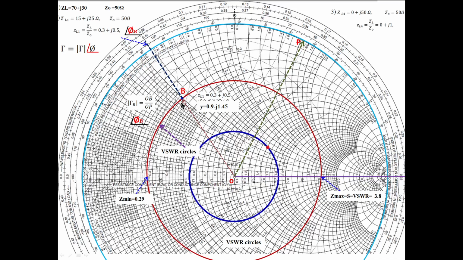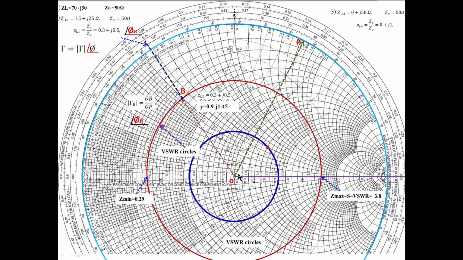Now to find the reflection coefficient corresponding to this load, if you go for the mathematical equation, we have to do ZL minus Z0 over ZL plus Z0. Instead of that, from the Smith chart, you just measure the distance from the center of the Smith chart to the load point. Using a scale, you measure how many centimeters it is, and you put it in the numerator.